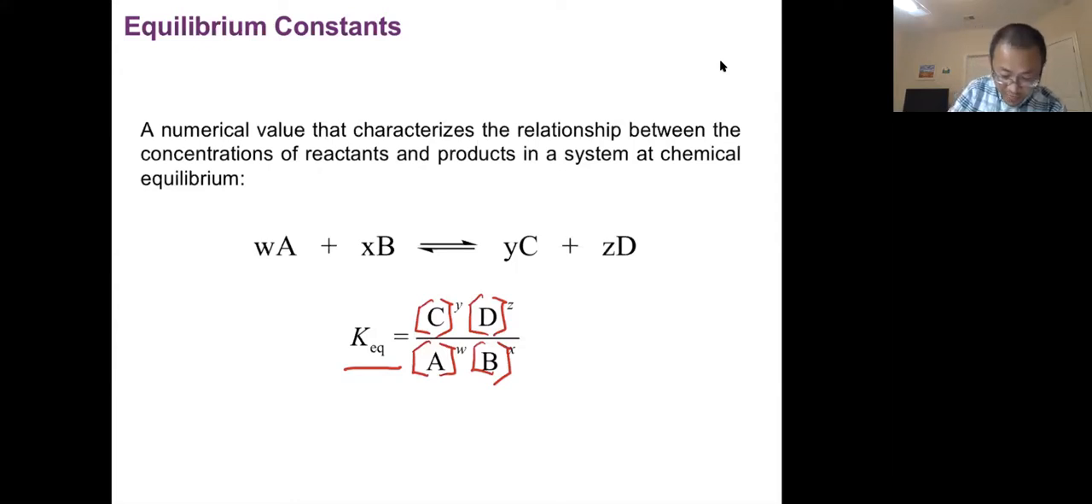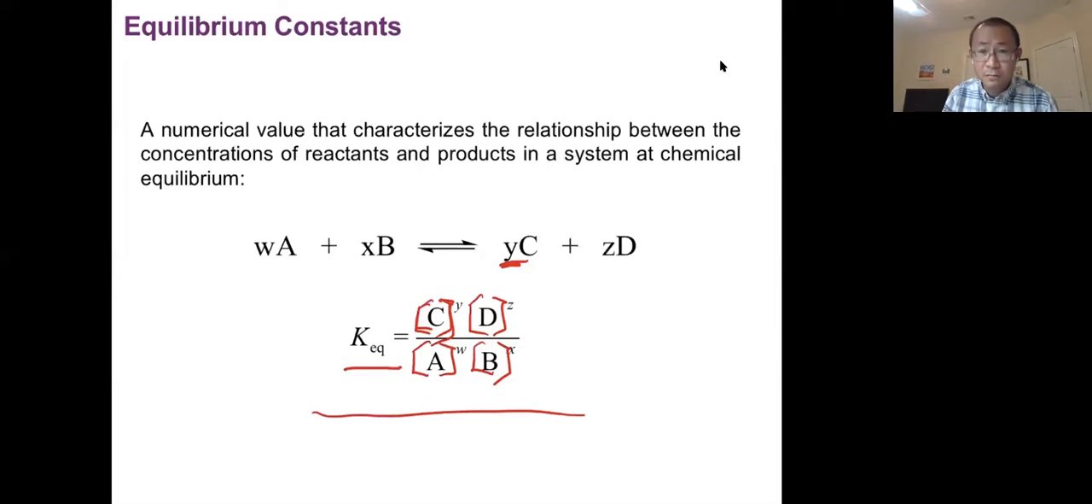You can see that here. For example, bracket C means the concentration of C. C is one of the products. The superscript Y, the exponent, is what? It is the coefficient of Y. What is a coefficient, guys? When we balance the equation, the numbers in front are called coefficients. Don't forget. And that's called the equilibrium constant.